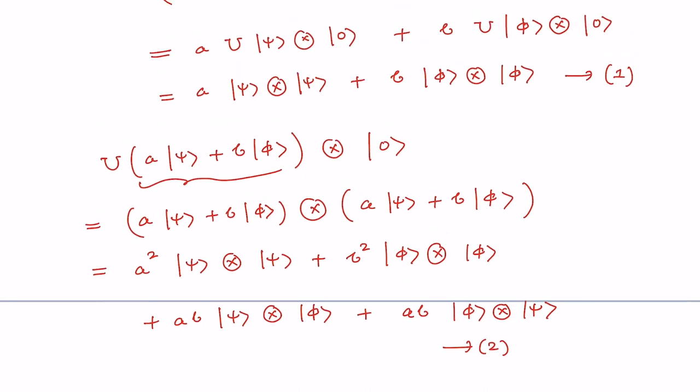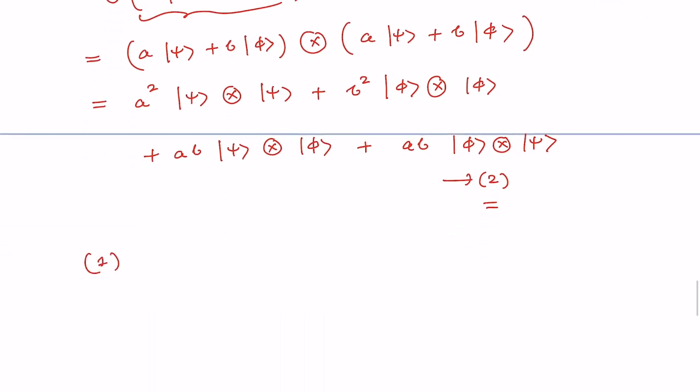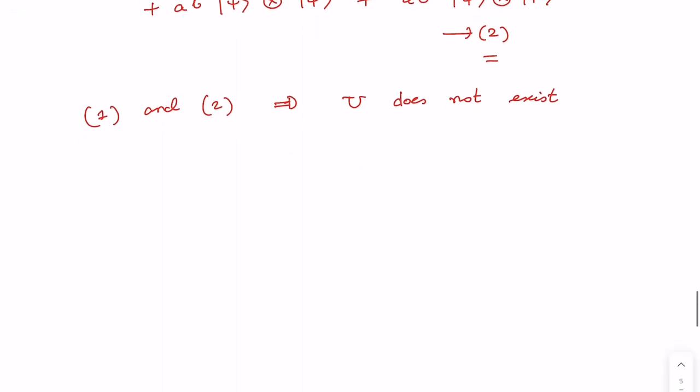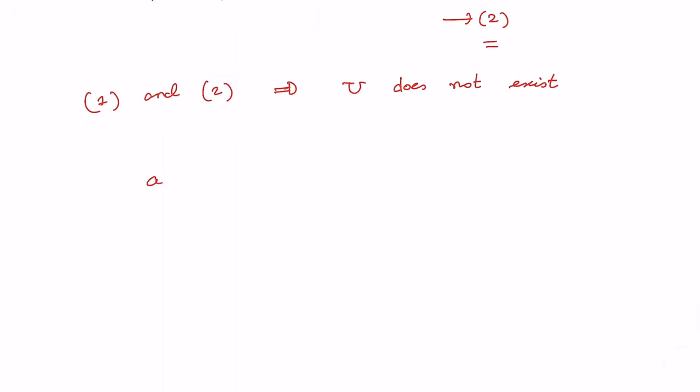So let us say this is my equation number 2. Now if you look at equation 1 and equation 2, what you see is that they are different unless A or B is 0. So clearly the transformation U does not exist. Equations 1 and 2 imply U does not exist, because A or B has to be equal to 0 and then the whole thing would have no meaning at all. So the no cloning theorem says that we cannot clone any arbitrary state such as A|0⟩ plus B|1⟩, where A and B are arbitrary. This kind of state cannot be cloned.